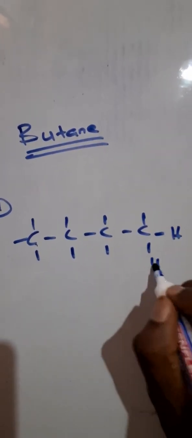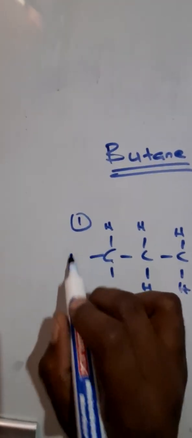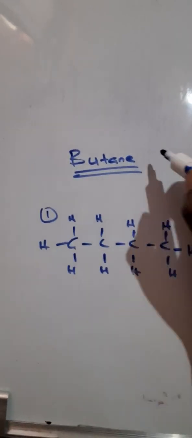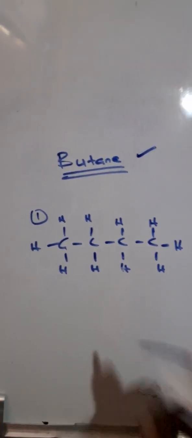Please don't forget, the bonds around a carbon must always be 4. And then we put the hydrogen atoms around this. We put the hydrogen atoms. So this becomes your butane. And then now this is the name, which is the IUPAC name. This is the structure. Then we're left with the condensed and the molecular.